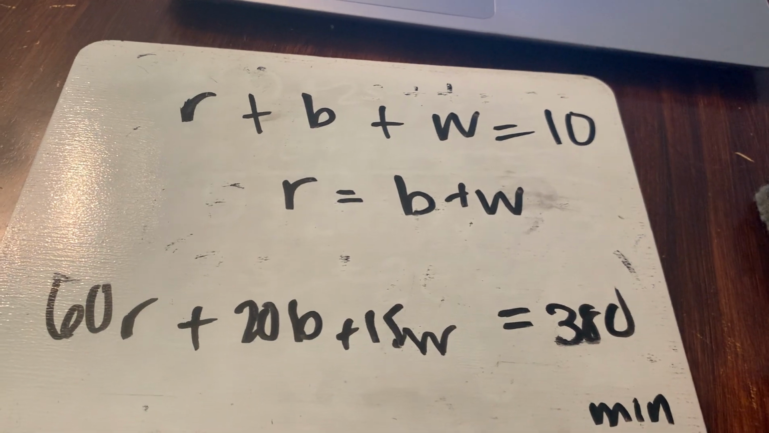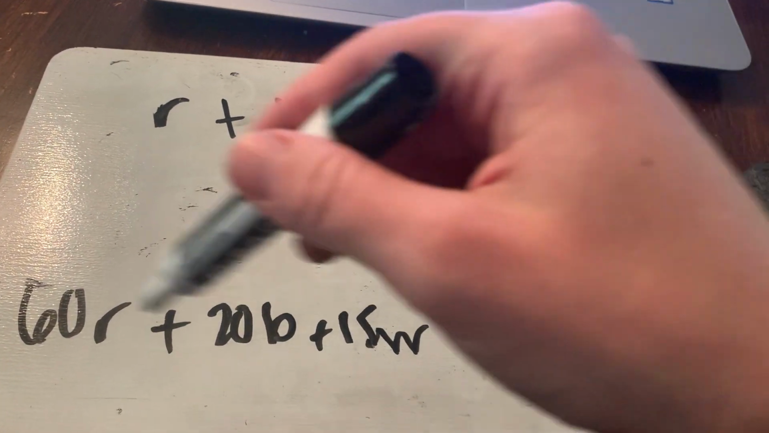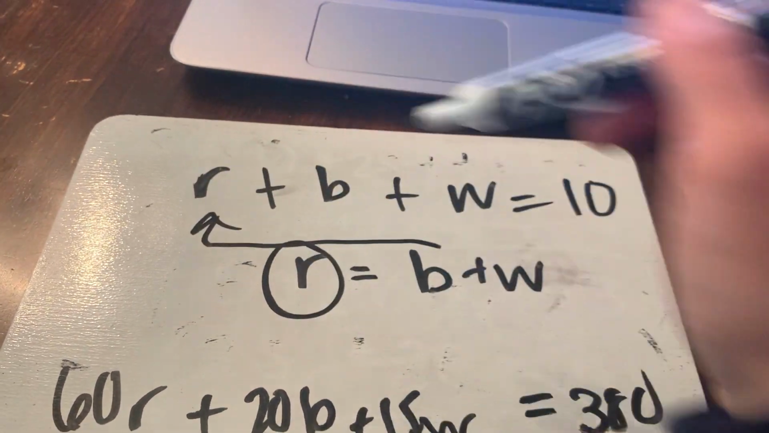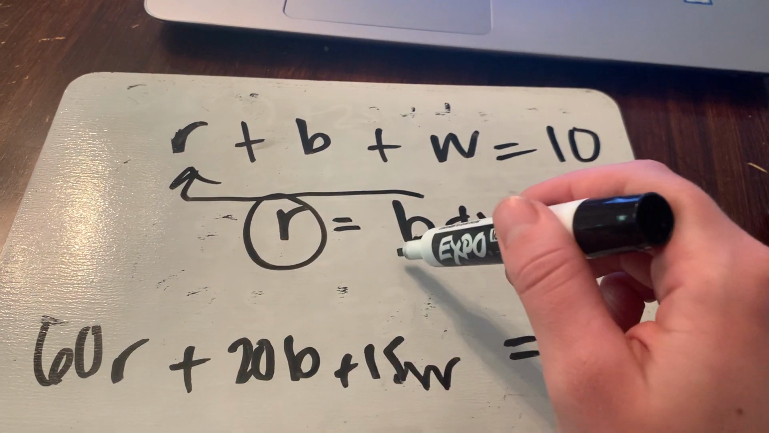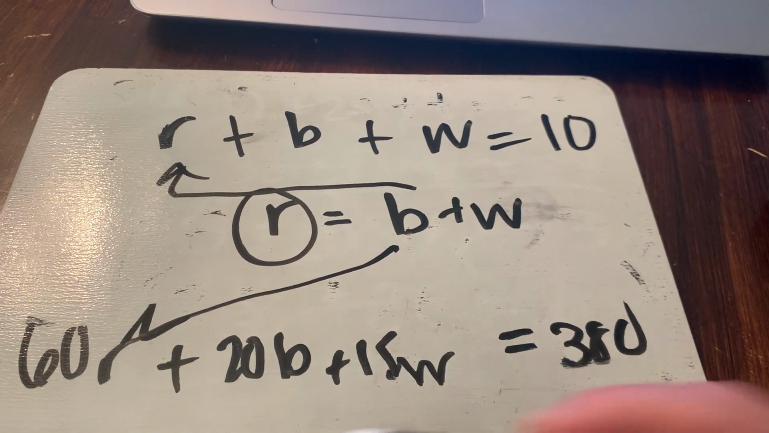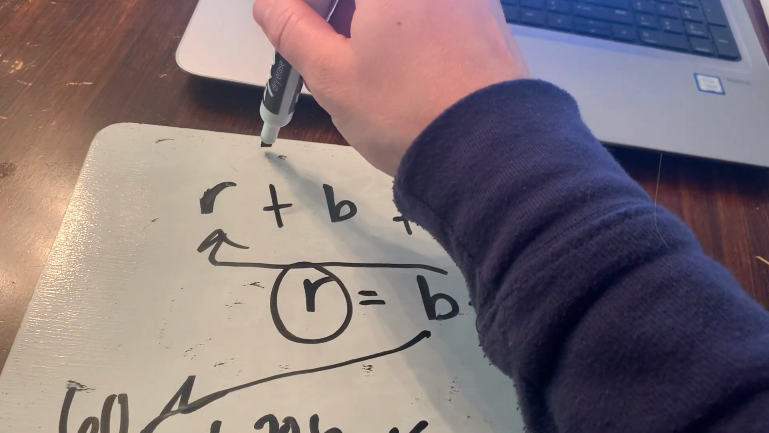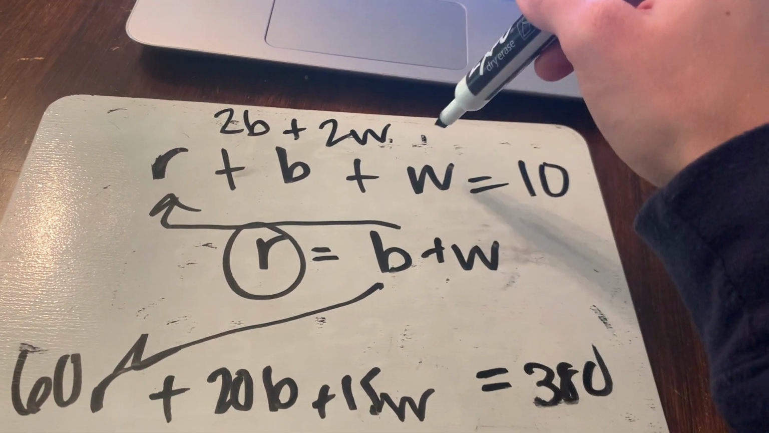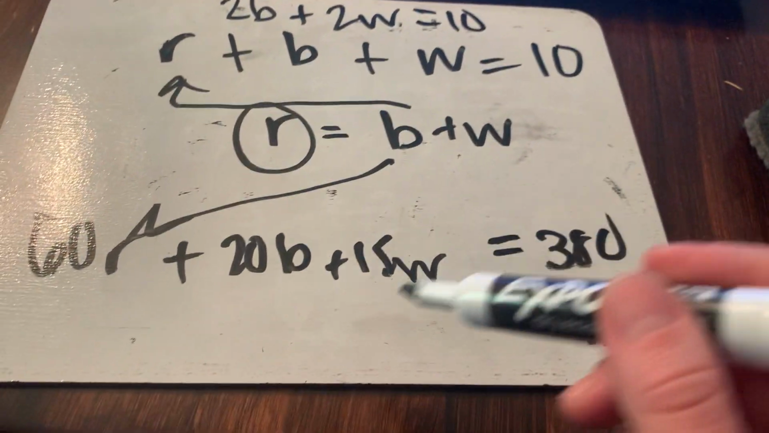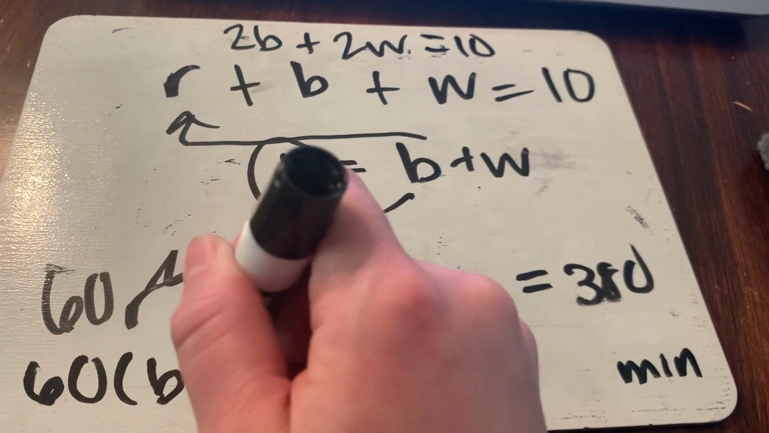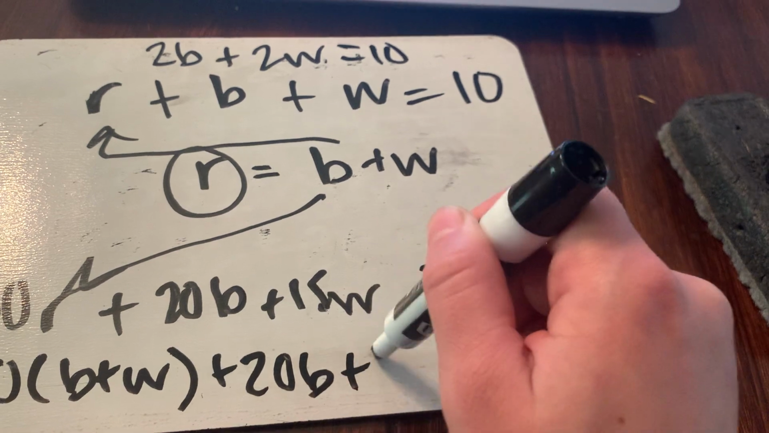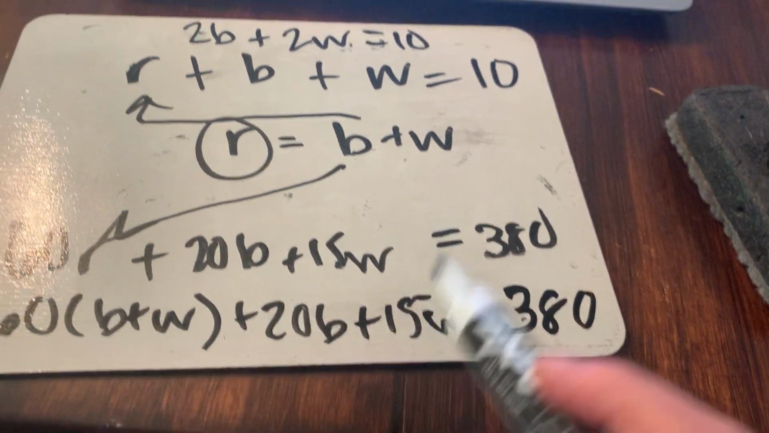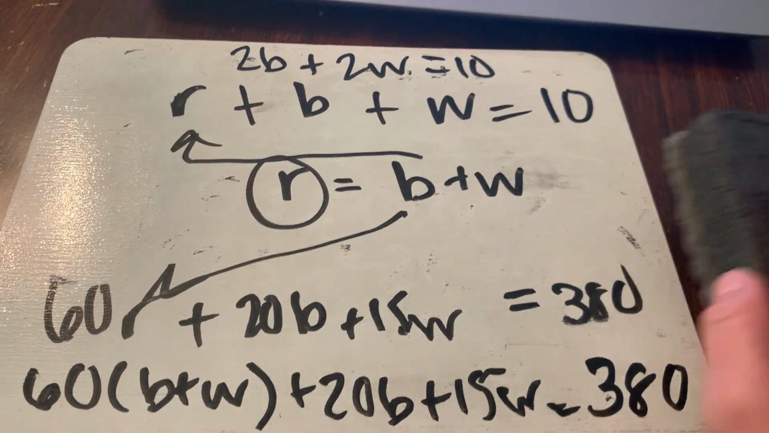All right, same situation. Amount, cost, time, percent, whatever, and then a comparison. So every time you see an R, put in B plus W. You're going to substitute and then clean up. So this is going to end up being 2B plus 2W, because another B is 2 B's, another W is 2 W's, equals 10. Then down here, you're going to have 60 times B plus W plus 20B plus 15W equals 380. Clean that up, then create elimination again.